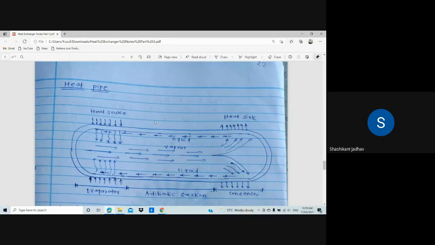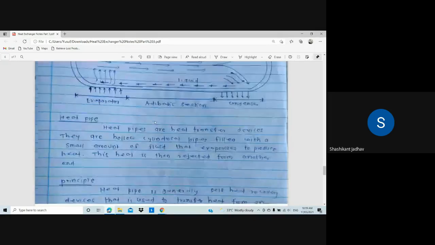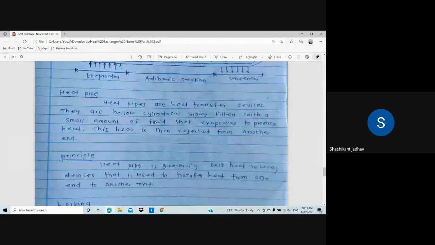And then we have discussed one point, that is heat pipe. This is actually in unit number 5, but this is related to the heat exchanger. So I have taken it in continuation with topic number 6, that is heat pipe. So a heat pipe is a device which transfers heat from one location to another location. In the heat pipe there are three sections: evaporator section, adiabatic section, and condenser section.